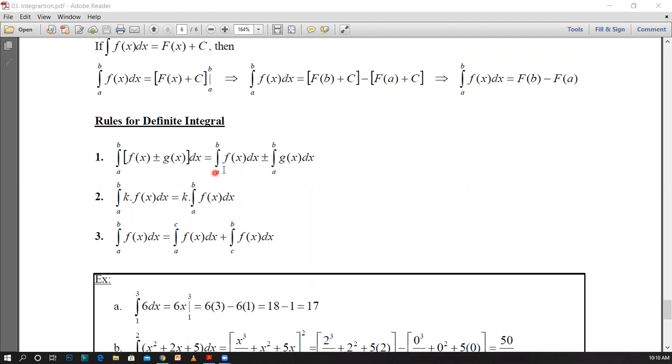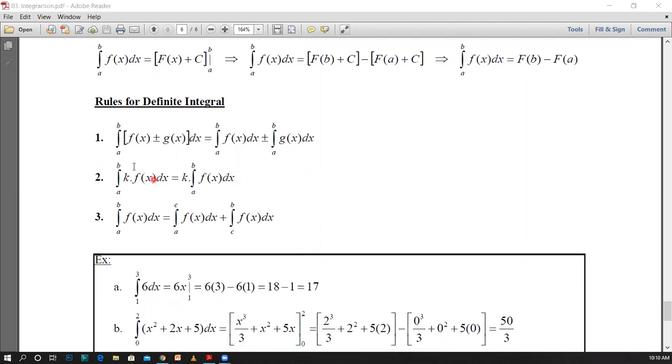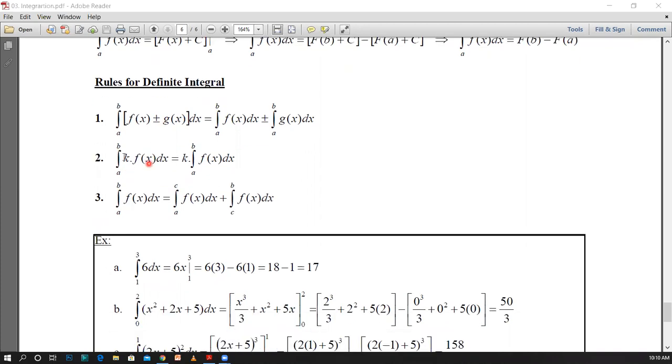Therefore, we first evaluate the value for f(x), substituting the upper limit minus the lower limit. Then for g(x) we repeat the same procedure, and thereafter we use the addition or subtraction of these two values, as given in the initial function. The second rule states that if f(x) is multiplied by a constant k, then we can take the k out of this integral.